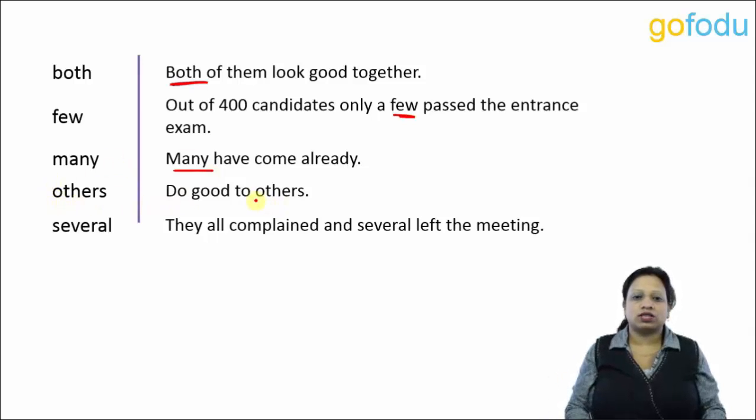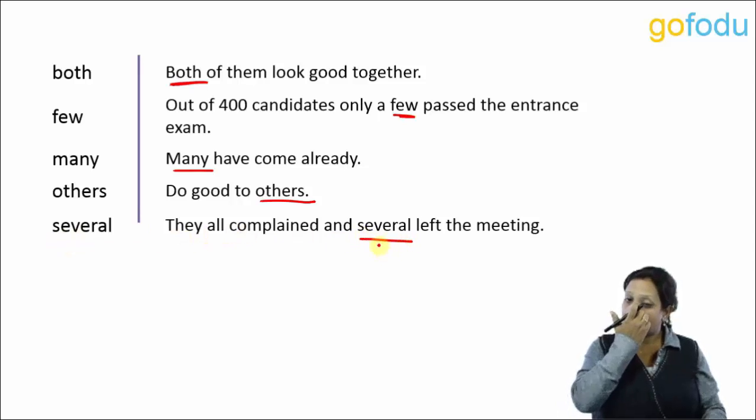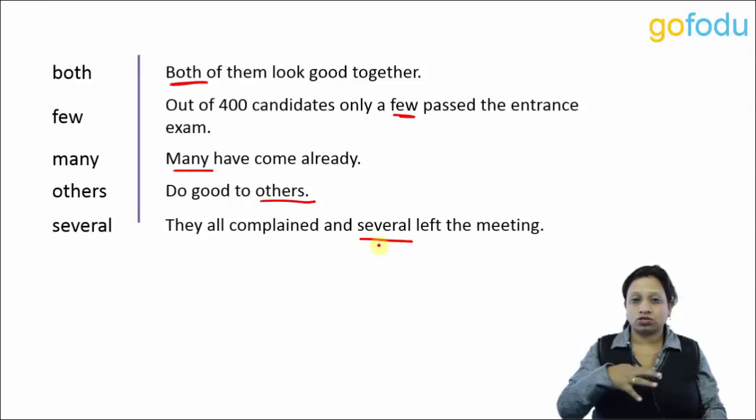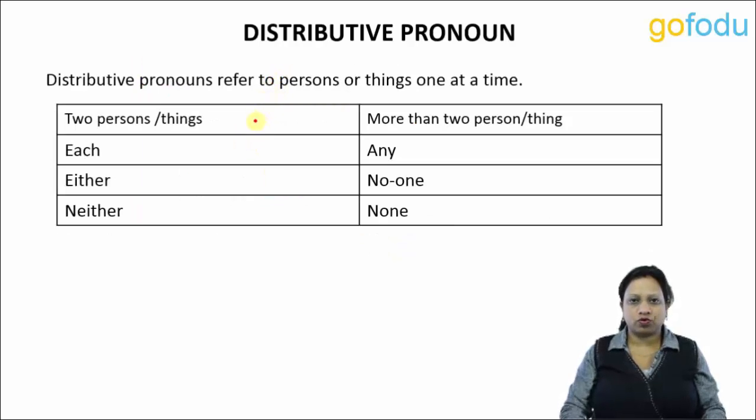Others, do good to others. Others is leaving yourself aside and talking about other people. Several, they all complained and several left in the meeting. Now over here, several means not all, not many, but yes, a lot of people, but not a lot. All right. These are the pronouns.